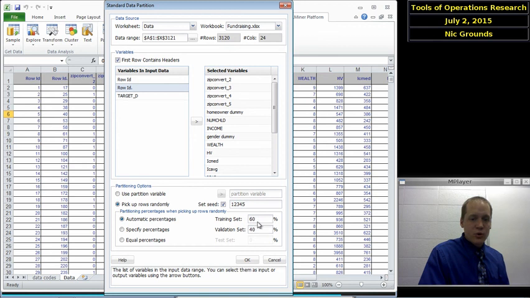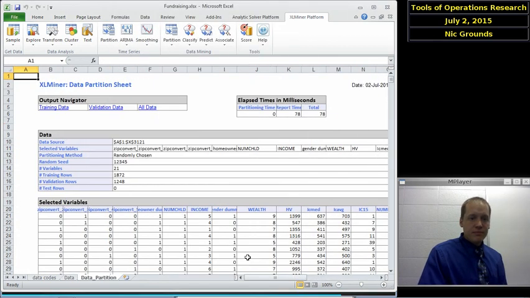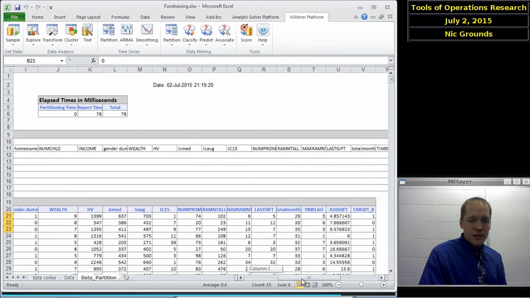I'm going to go with a 60-40 split as default. And there we are. Now in this case, classification and regression trees require numeric data. All of this data happens to be numeric.